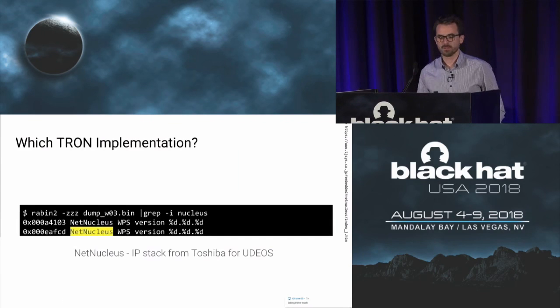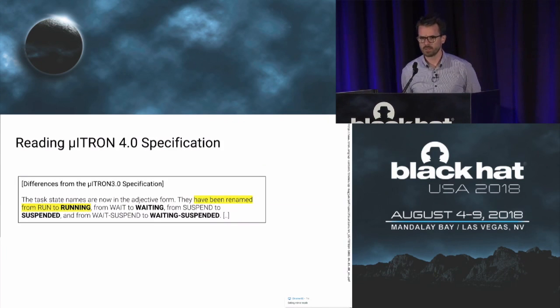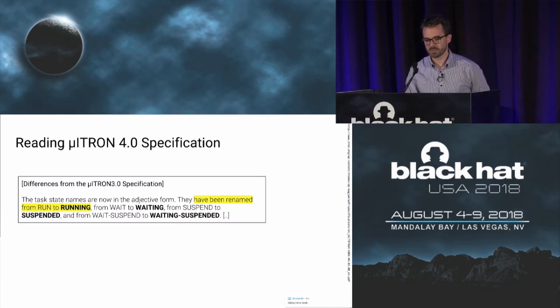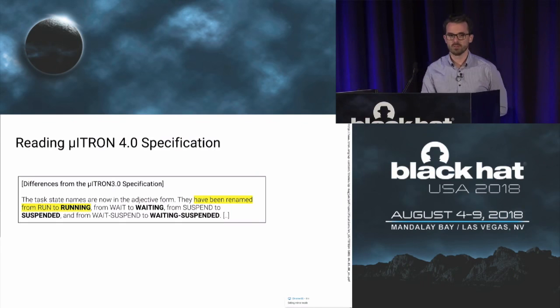So going back to the card, we still need to find the name of the Tron implementation. If we search for the nucleus string, we'll get these answers, NetNucleus. And indeed, NetNucleus, that's the name of an IP stack from Toshiba that is named UDOS for Unified Development Environment Operating System. Here we are not really lucky because you have UDOS4 implementing Mitron 3 specification and Mitron 4 specification, and UDOS3 implementing Mitron 3 specification.